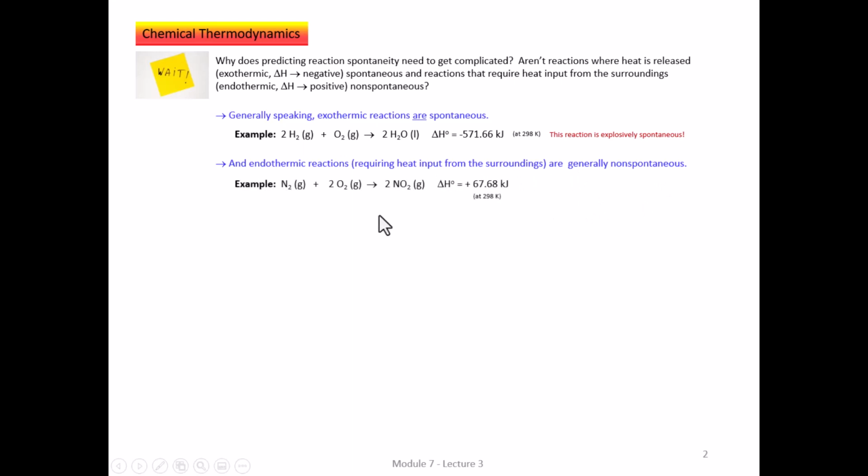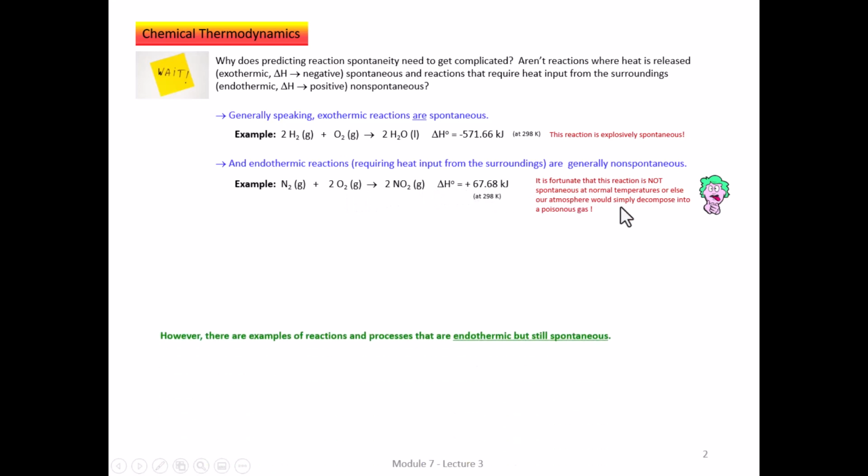Here's an interesting example. If you combine nitrogen and oxygen to form nitrogen dioxide, if you made this reaction occur, it would require a heat input of 67.68 kilojoules. In other words, it's an endothermic reaction. Now, it's actually fortunate that this reaction is not spontaneous at normal temperatures, or else, think about it, the atmosphere is made up of mostly nitrogen and oxygen. Our atmosphere would simply decompose into a poisonous gas spontaneously. So we're thankful that this reaction is not spontaneous.